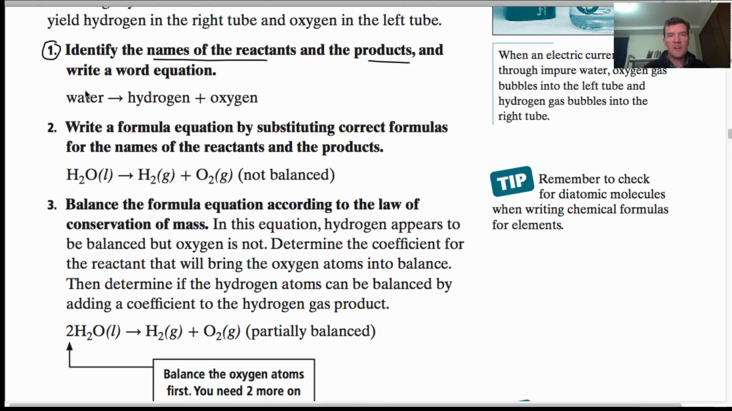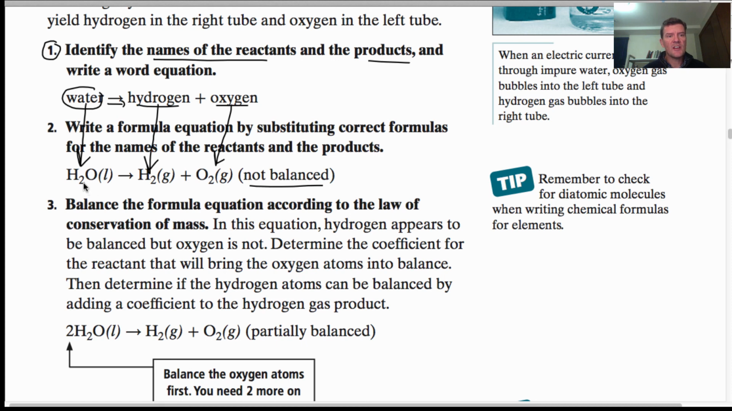So in our example right here, it says water yields hydrogen and oxygen. From that spot, you then have to write the correct formula. You can't make up the formula. You have to write the correct formula for water, H2O. The correct formula for hydrogen gas is H2, it's diatomic. And the correct formula for oxygen is O2, it's diatomic. Notice, once you write the formulas, you're not guaranteed that you're done. It may be balanced, but you then have to check.